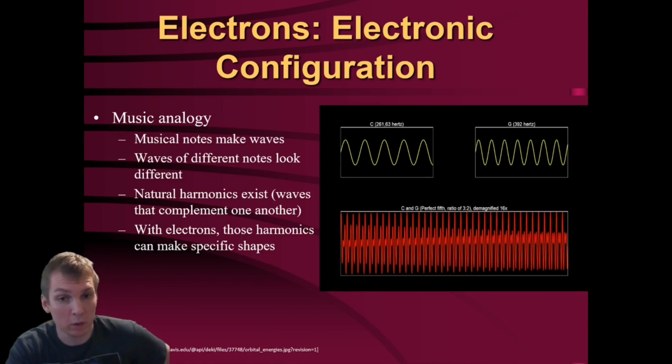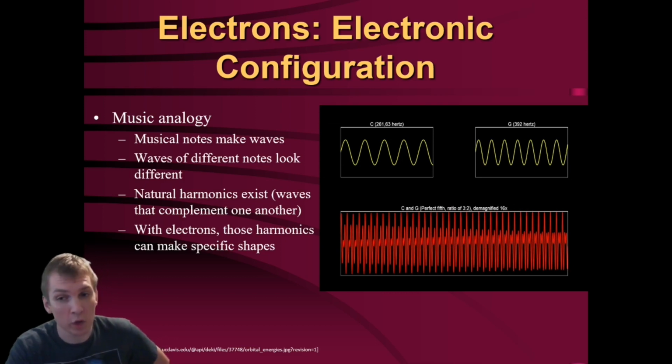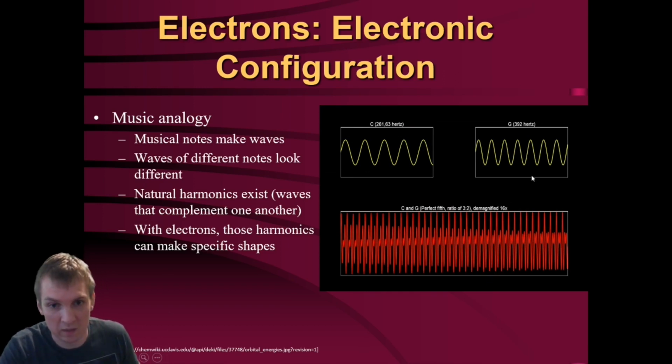We know that musical notes make waves. You can actually measure the shape of that wave with a tool called an oscilloscope. You don't really need to know what that is, but you can measure the shape of the wave. And waves of different notes look different. So over here on the slide, I've got a picture of a C, and I'm going to play it on a keyboard here. That's what C sounds like. And then I also have the note G, which sounds like this.